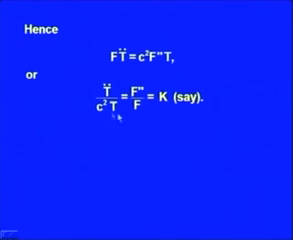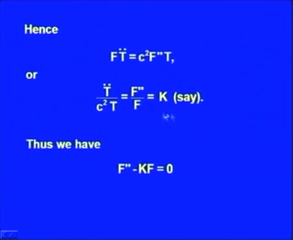Now, if you look at this equation, t double dot over c square t equal to f double dash over f, then t double dot over c square t is a function of t alone, while f double dash over f is a function of x alone, and they are equal. Such an equation is possible only when both are equal to a constant. So, t double dot over c square t equal to f double dash over f must be equal to a constant, which we can take as say k. This will lead us to two ordinary differential equations of second order, f double dash minus k f equal to 0, and t double dot minus c square k t equal to 0.